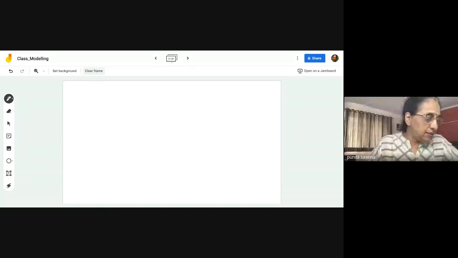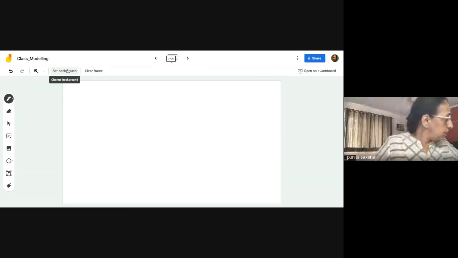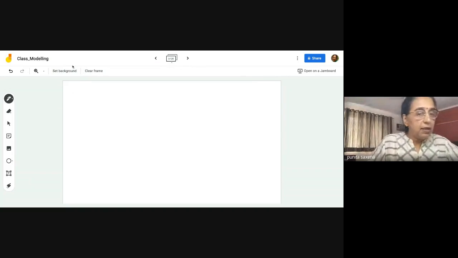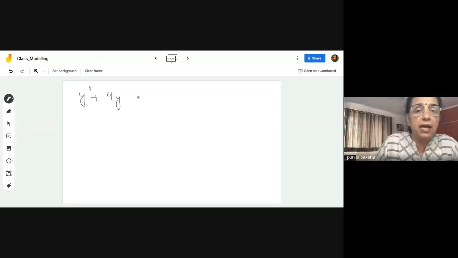Okay, if it's clear, just try another one. Shall we try this? Yes, this is also simple. Try the 13th problem, okay? It's y double dash plus 9y equal to 0.